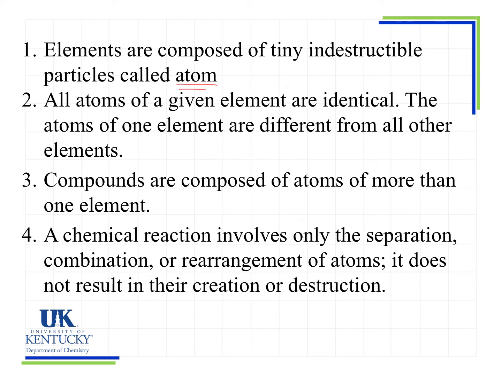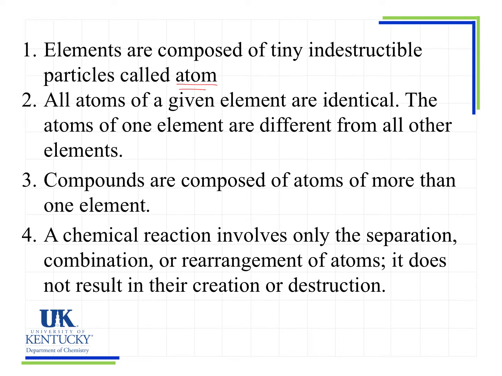And the last one: a chemical reaction involves only the separation, combination, or rearrangement of atoms. It does not result in their creation or destruction. So this is still true. In a chemical reaction, we just break some bonds, as we call them now, and form new bonds. So we change the arrangement of elements and place them in a different arrangement. That's what happens in a chemical reaction.